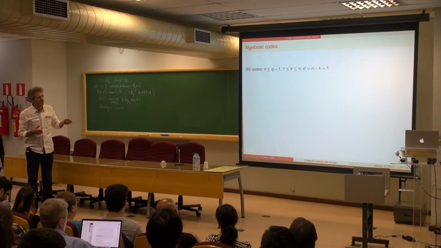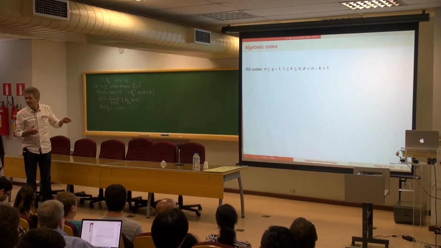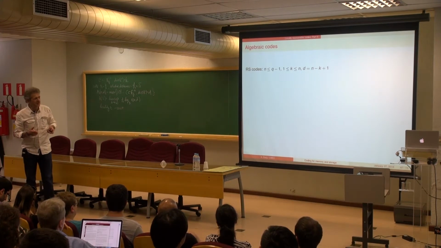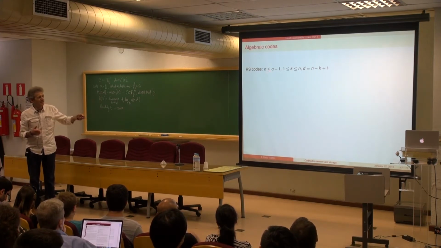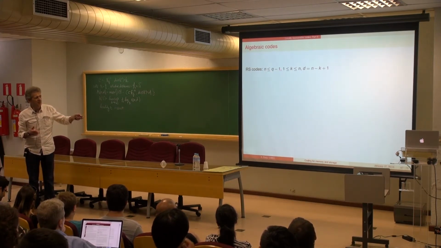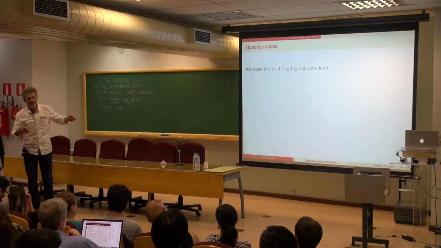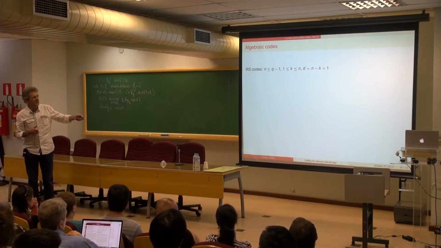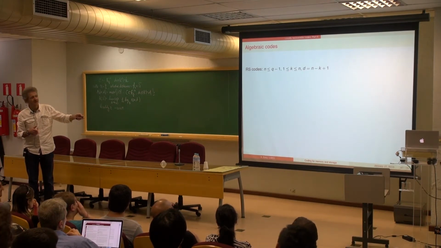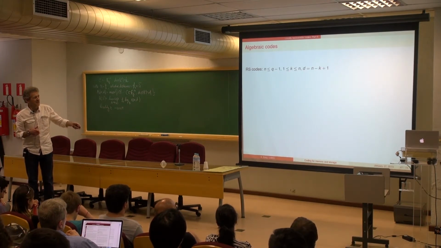So Reed-Solomon codes: we start with a fixed alphabet. The length of the code is at most q minus 1. Well, this is not exactly true, it can be q plus 1, but never mind, let's say q minus 1. The dimension, of course, is between 1 and n. The distance is n minus k plus 1.